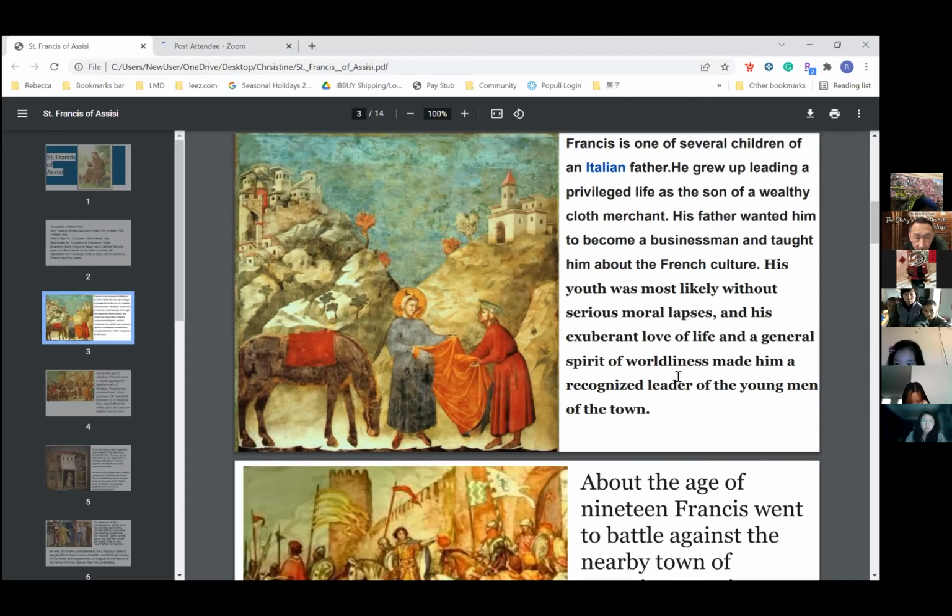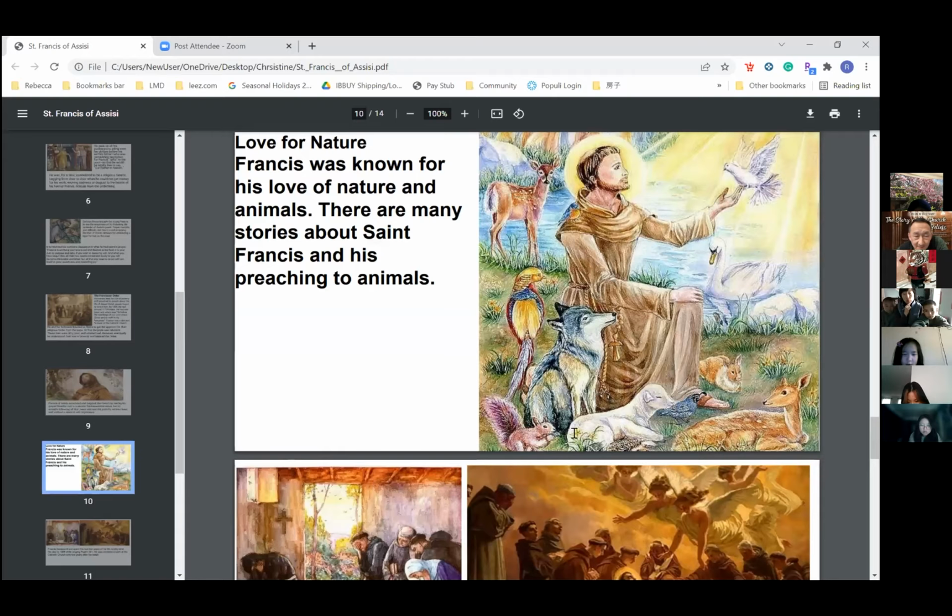Love for nature. Francis was known for his love of nature and animals. There are many stories about Saint Francis preaching to animals. Francis became ill and spent the last few years of his life mostly blind. He died in 1226 while singing Psalm 141. He was declared a saint of the Catholic Church only 2 years after his death.